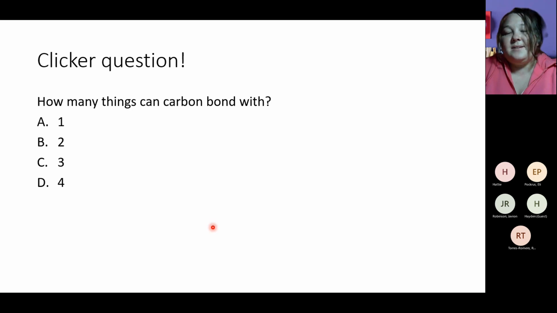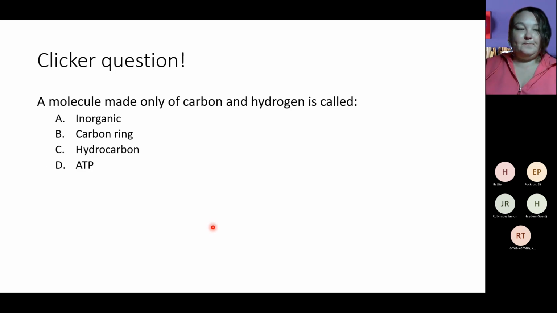All right. 75% chose D, which is the correct answer. 25% chose C. Carbon can bond with 4 things. Here's another clicker question. If you're watching the recording, you should be paying close attention to the clicker questions. They might be important for the quiz later.